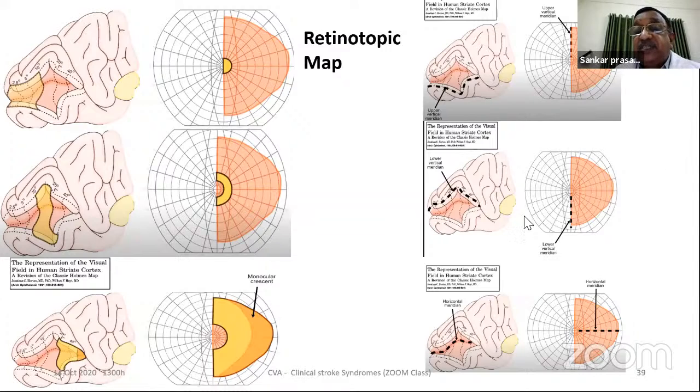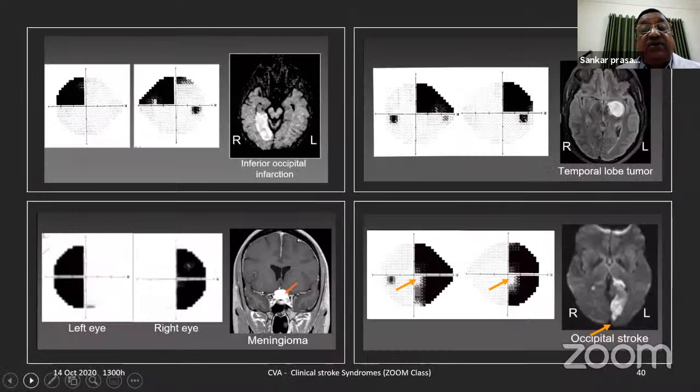So in this representation, the depth of the calcarine sulcus is the horizontal meridian. You have to remember these areas to understand what type of visual disturbances we can encounter. If there is an inferior occipital infarction, you can get a left superior quadrantanopia, because this is the right side, you get it on the left side. If the left side temporal lobe is involved, you get a right superior quadrantanopia.